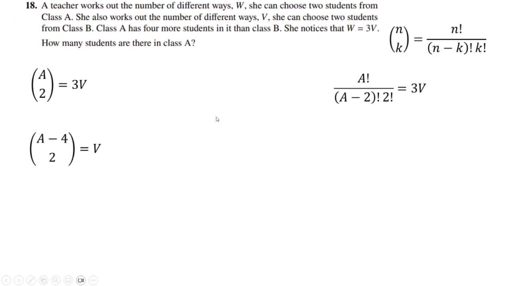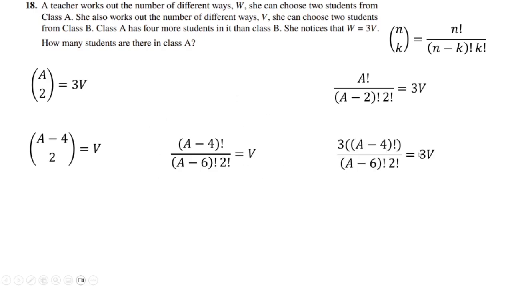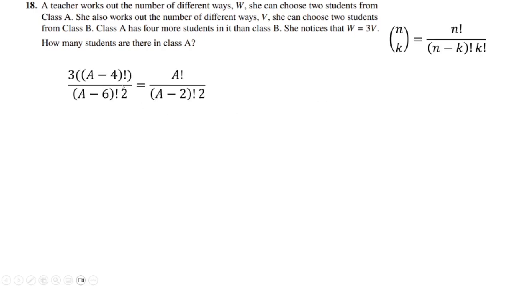We can write these out in that form so that we can actually calculate values. A minus 4 minus 2 is A minus 6, so we have that. Then if we times this by 3, we get 3V, and we can set these 2 things equal to each other. Now, 2 factorial is just 2, so I just write it like that. Then if I times both sides by 2, I can get rid of the 2 at the denominators. Now, I need to calculate this thing.